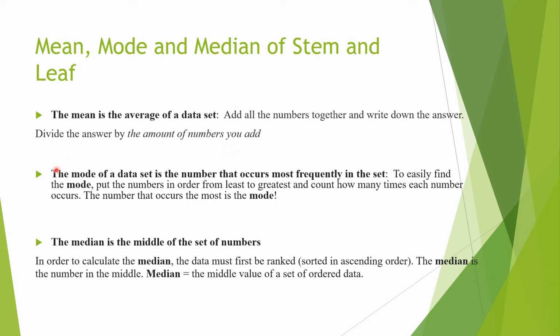The mode. The mode of a data set is the number that occurs most frequently in the set. To easily find the mode, put the numbers in order from the least to the greatest and count how many times each number occurs. The number that occurs the most is the mode.